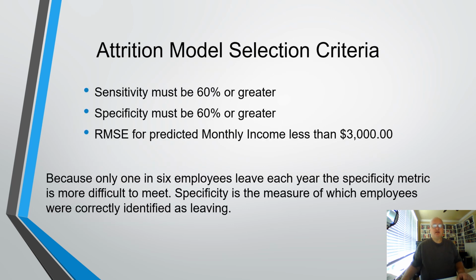For our attrition model, we were looking for two things, sensitivity and specificity. Both of them needed to be greater than 60%. The root mean square error for our predicted monthly income needed to be less than $3,000. The thing to remember is because only 1 in 6 employees in any given year leaves or attrits, the specificity metric is very difficult to meet. We're trying to find something that's very small in something that's very small. So it became the overriding concern in model selection.